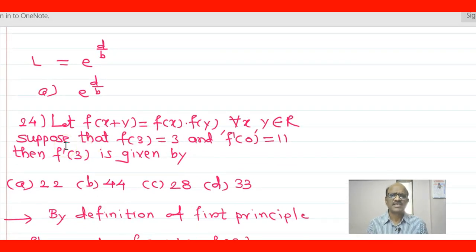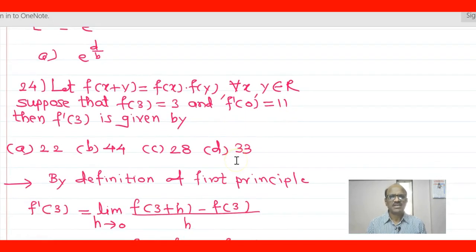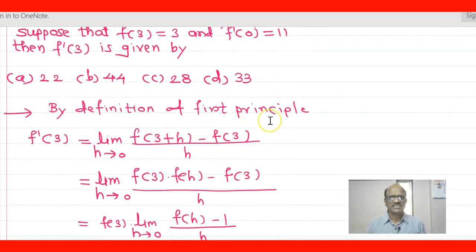Now next, let f(x + y) = f(x)·f(y) for every x and y belonging to the set of real numbers. Suppose that f(3) = 3 and f'(0) = 11. Then find f'(3). By the definition of the first principle, f'(x) is equal to the limit as h tends to 0 of (f(x + h) − f(x))/h, and by the same thing here, f'(3) is equal to the limit as h tends to 0 of (f(3 + h) − f(3))/h.